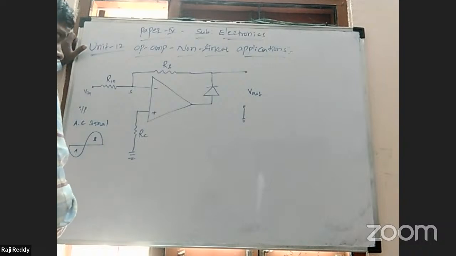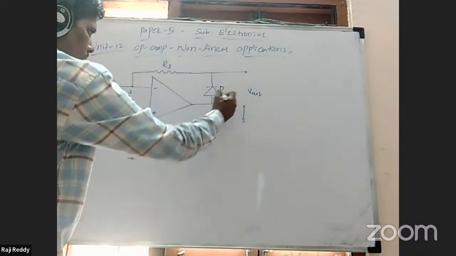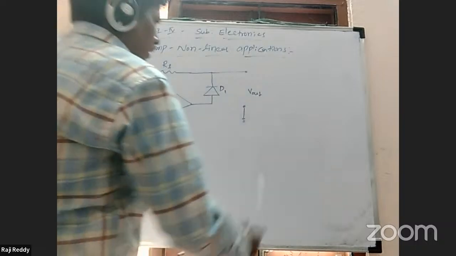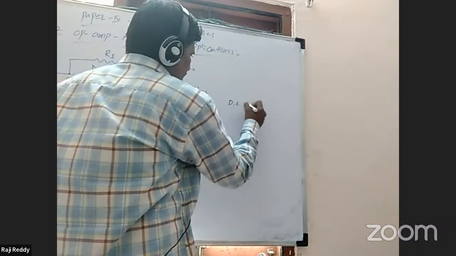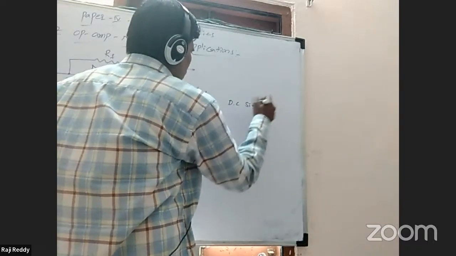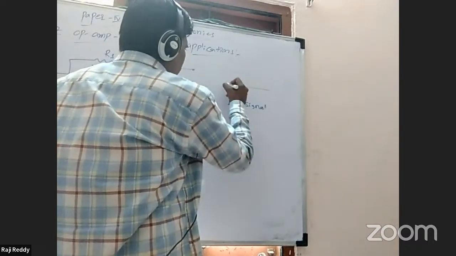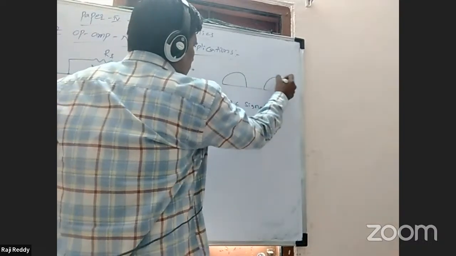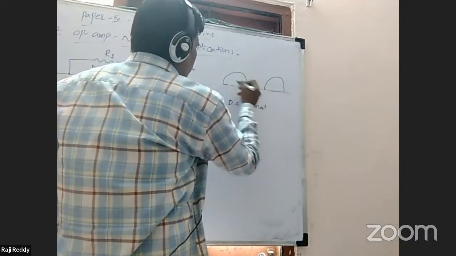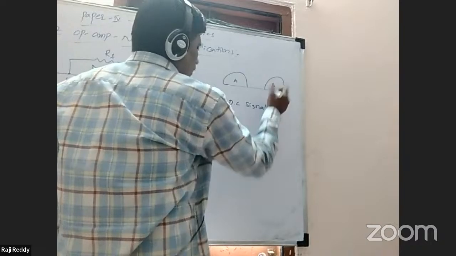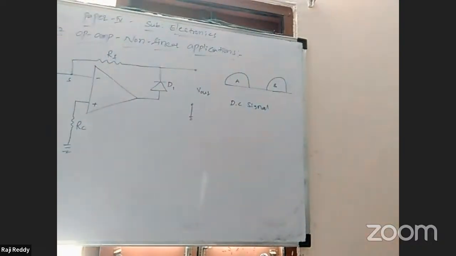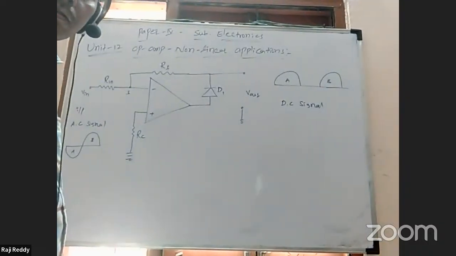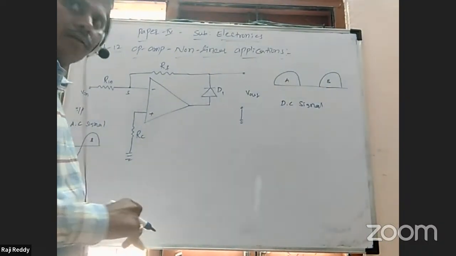Then the rectifier. This diode is a rectifier diode. One diode is used, then we'll get the output as a DC signal. The output is discontinuous. This is A, this is B. This is a discontinuous DC pulsating output.